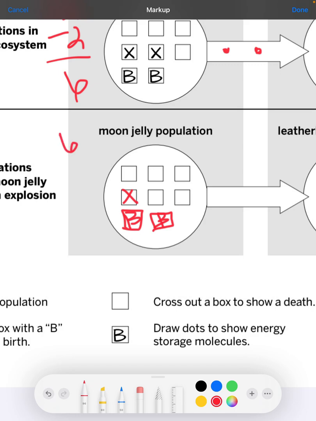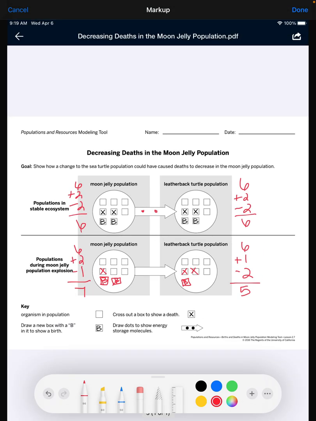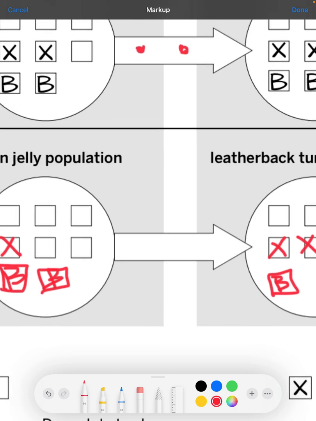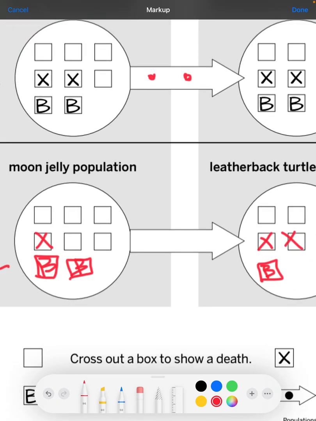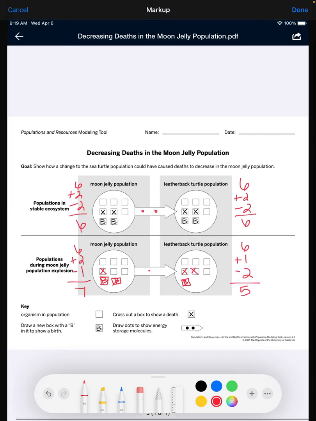So I had 6 plus 2 minus 1. And you'll see that I have 7. So I have fewer leatherback turtles and more moon jellies. And then lastly, I want to show if I have fewer leatherback turtles, they don't need as many ESMs. And so therefore, not as many moon jellies are dying.